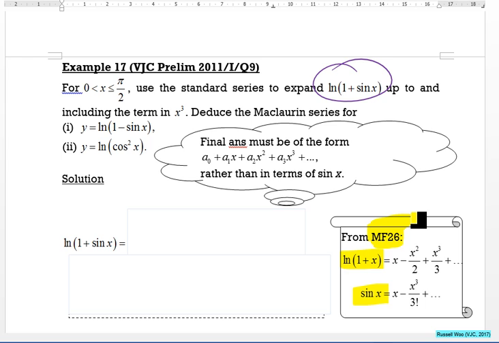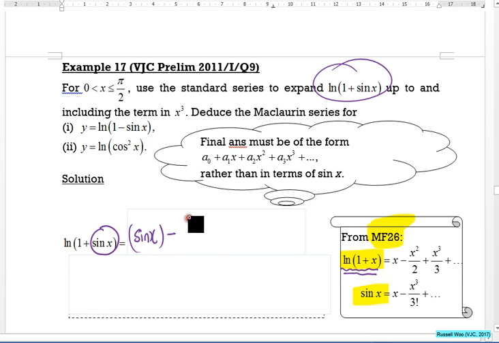How to use? Do you have any idea? You know ln 1 plus x. Never mind, let's use this first. Let this be x. Then you will get sine x minus sine x all squared over 2 plus sine x all cubed over 3 plus dot dot dot.